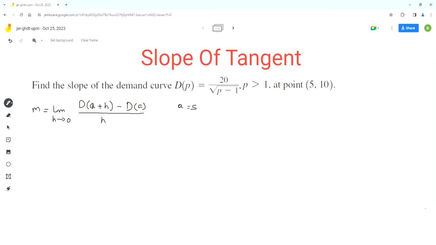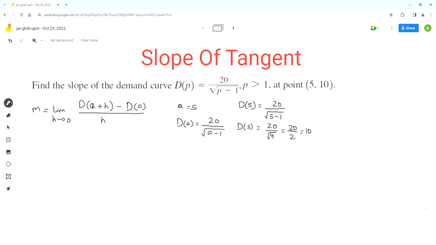Now the given function is D at p, so if I have to write the expression for D at a, D at a can be written as 20 over square root of a minus 1, and now we can sub in a as 5, so D at 5 will be equal to 20 over square root of 5 minus 1, which can be reduced to 20 over square root of 4, which is equal to 2. So 20 over 2, which is equal to 10.